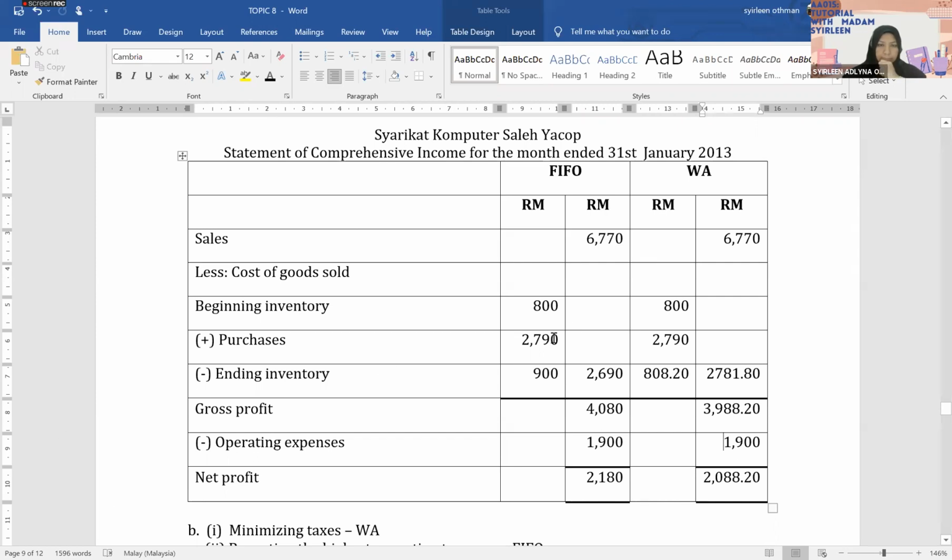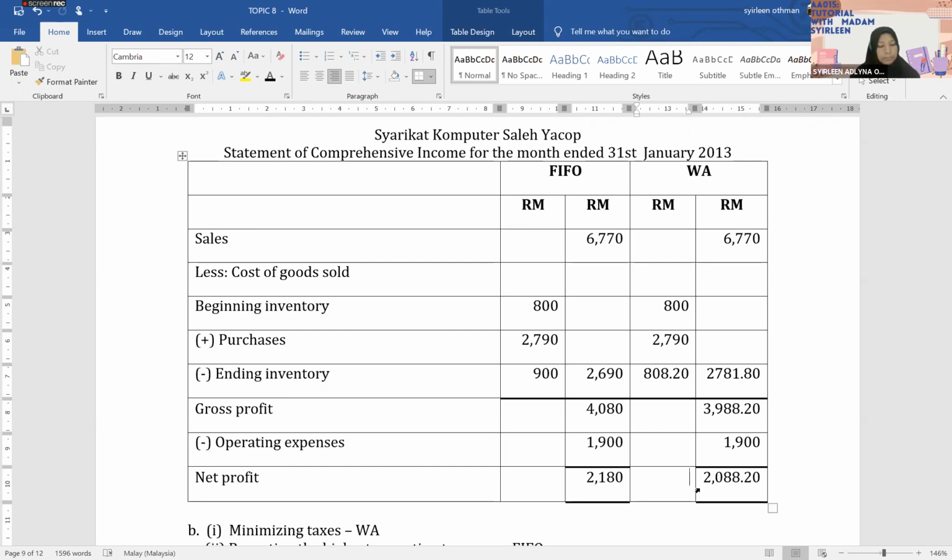Sales sama, beginning inventory sama, purchase sama, ending inventory saja beza. So kita punya gross profit 4,080. Kalau guna weighted average is RM3,988 and 20 cents. Operating expenses sama tadi. So kalau guna FIFO, your net profit is 2,180. Kalau guna weighted average, your profit is RM2,088 and 20 cents. Kenapa dia buat macam tu?